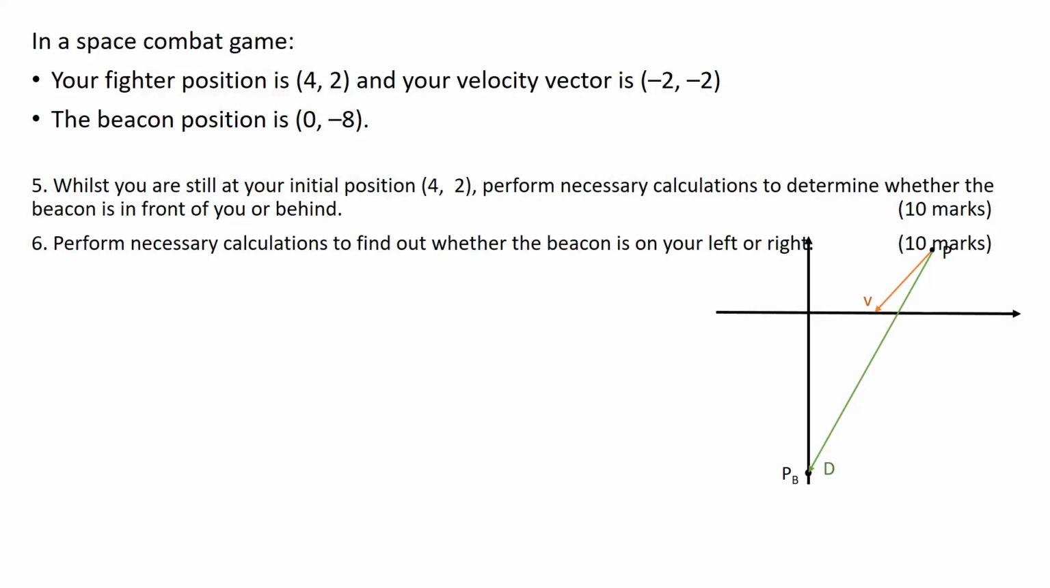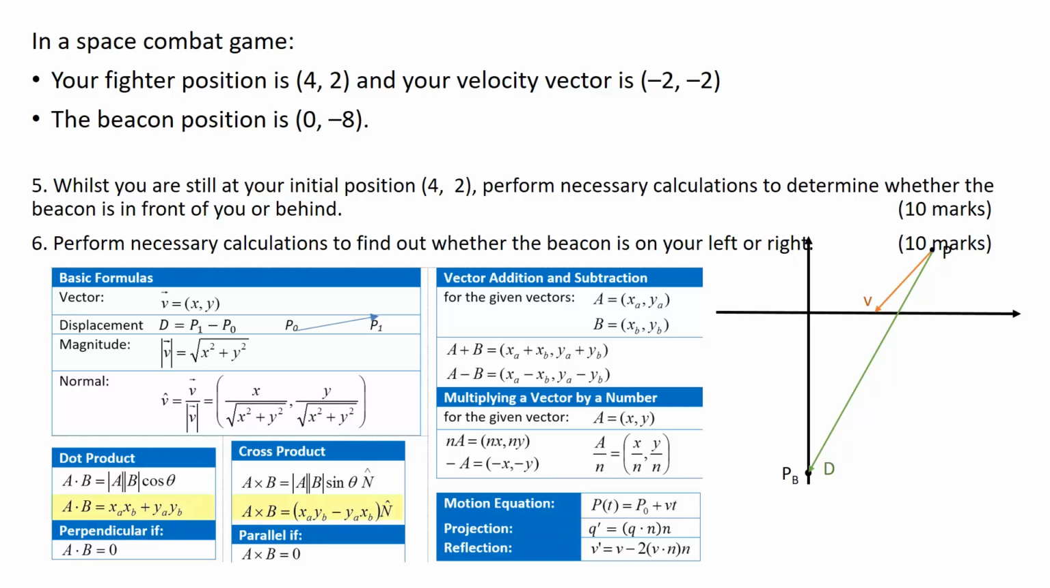Questions number 5 and 6 were about the relative position of the beacon against the fighter ship, whether it was in front or behind, or on the left or on the right, and they require calculation of a dot and cross product.